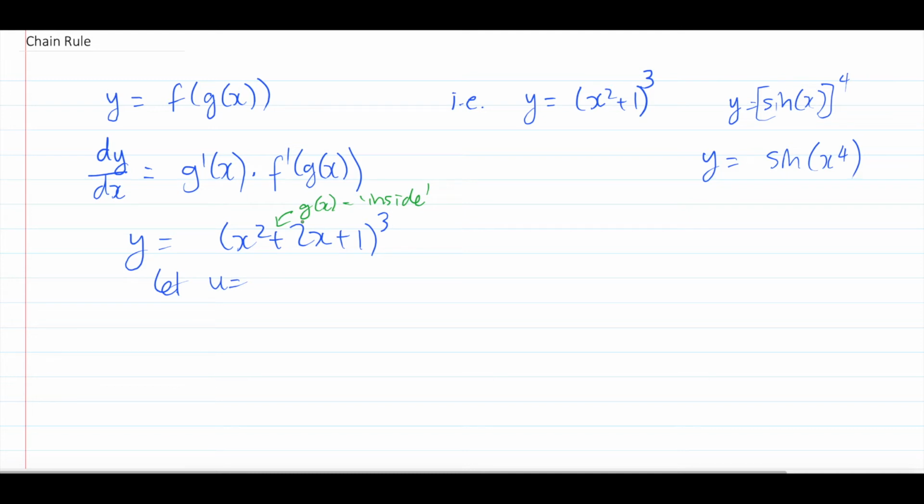If you want to call it g(x), that's fine, or if you want to call it the inside function, that's also perfect. And then obviously the outside would be the cubic, so I'll call that the outside function, or in this case f(x). The traditional way is you let u equal whatever function is on the inside, which is x squared plus 2x plus 1, which would make your equation y equals u to the power of 3, because now that quadratic is replaced by u.